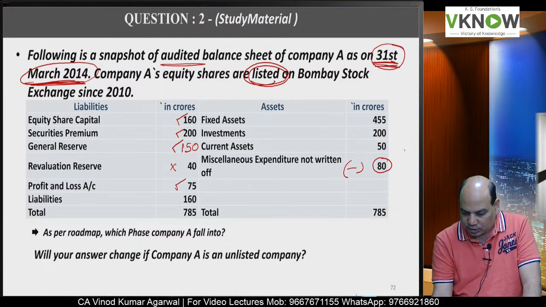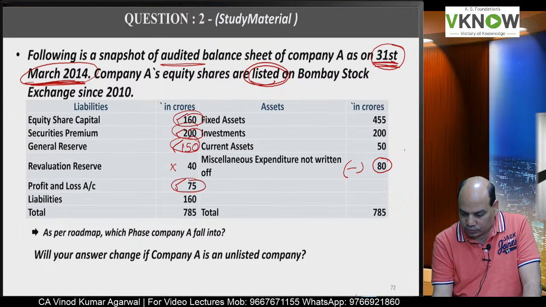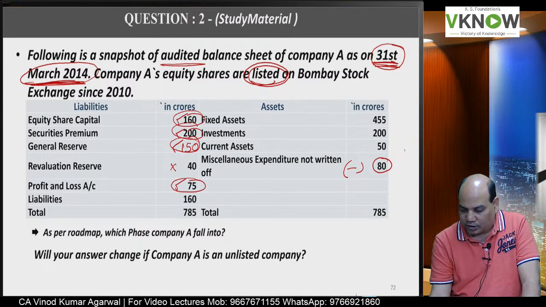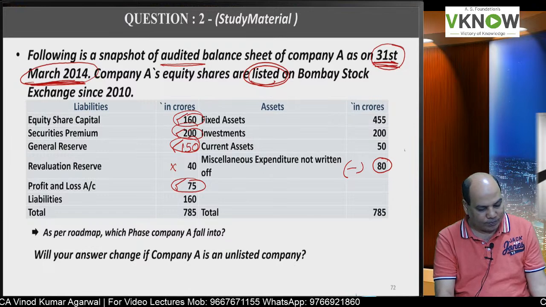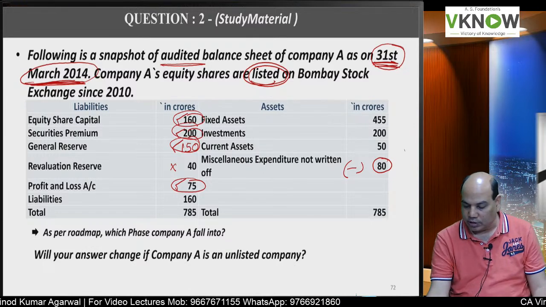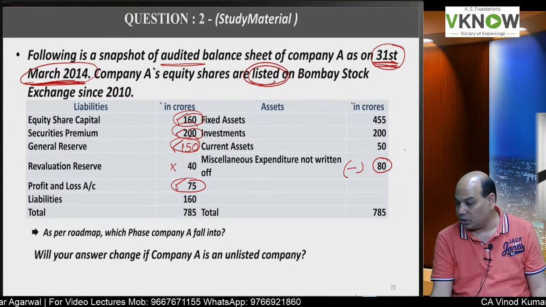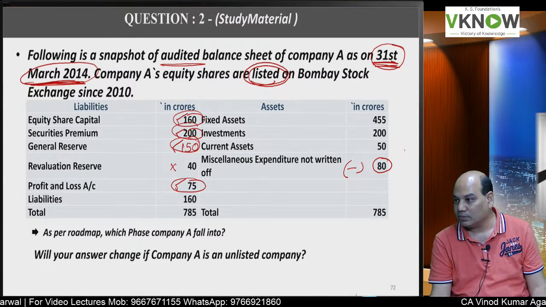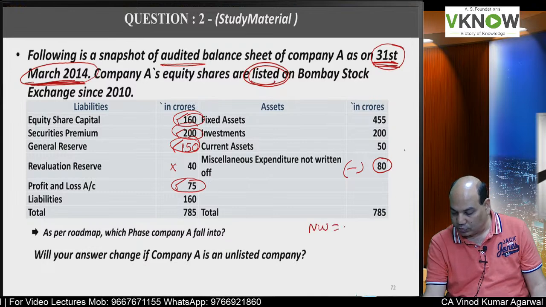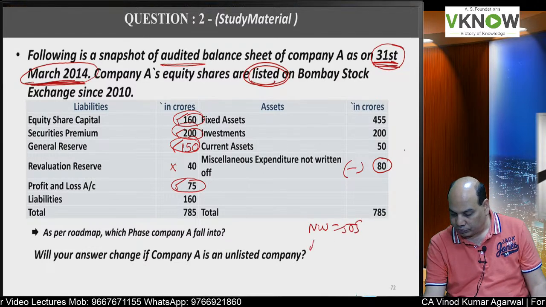So quickly tell me, what is the total of these items minus 80? What is the net worth you are getting? 160 plus 200 plus 150 plus 75 minus 80. 505. Net worth is 505 and it is a listed company.